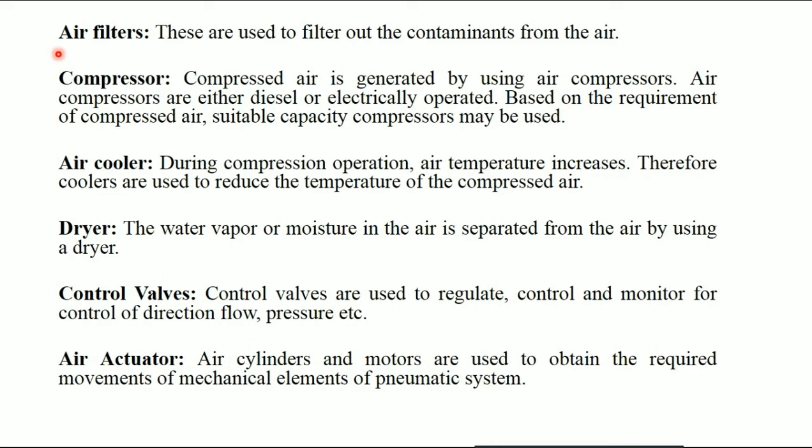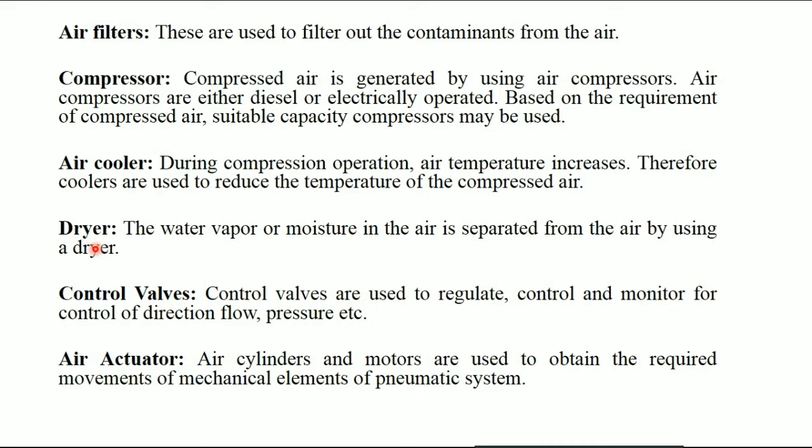Then these are the main components. Air filters are used to filter out the contaminants from the air. Then the compressor. Compressed air is generally produced by using an air compressor. Air compressors are either diesel or electrically operated. Based on the requirement of compressed air, suitable capacity compressors may be used. Then the air cooler. During the compression operation, air temperature increases. Therefore, coolers are used to reduce the temperature of the compressed air.